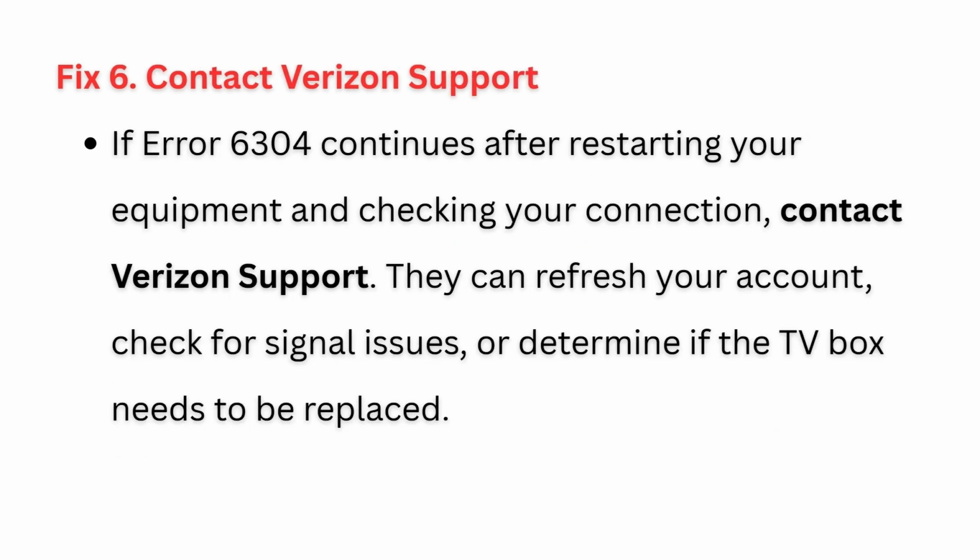Fix 6. Contact Verizon support. If error 6304 continues after restarting your equipment and checking your connection, contact Verizon support. They can refresh your account, check for signal issues, or determine if the TV box needs to be replaced.